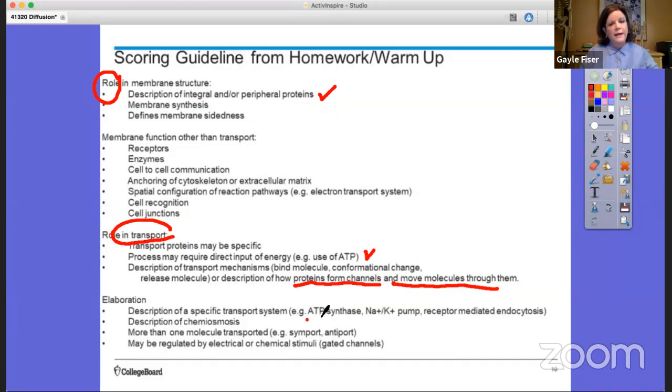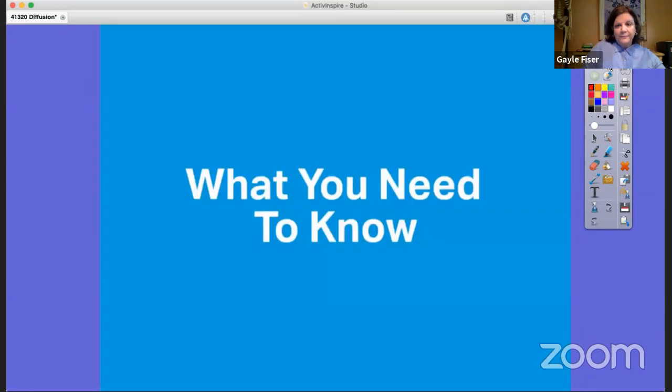You could have talked about ATP synthase and how the hydrogen ion concentration gradient drives the production of ATP. And you could have also talked about the sodium-potassium pump, which we will talk about today. We talked about receptor mediated on Friday. All right, I'm going to go ahead and move to the next slide.